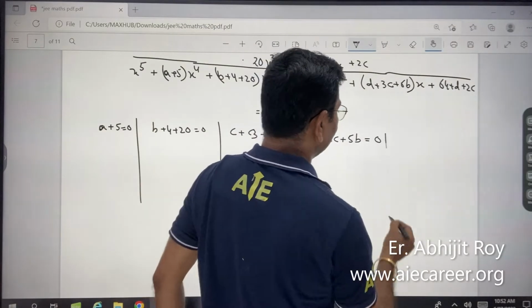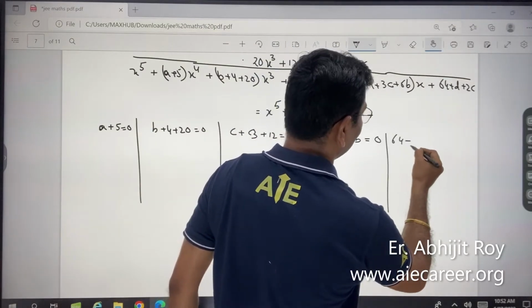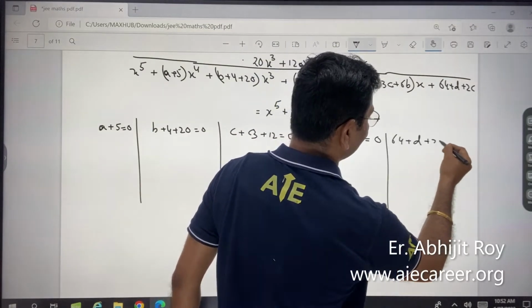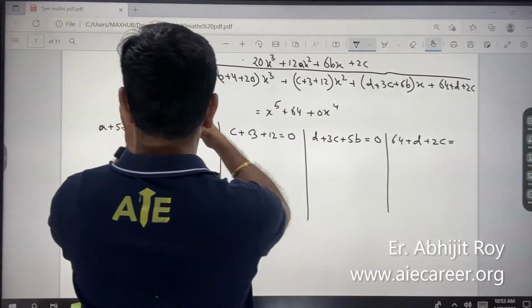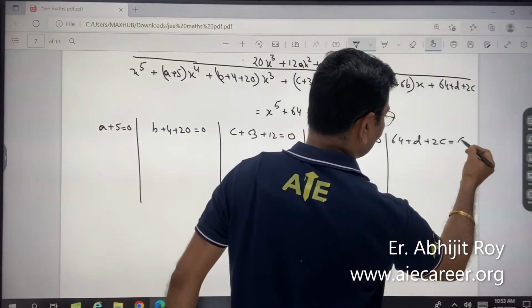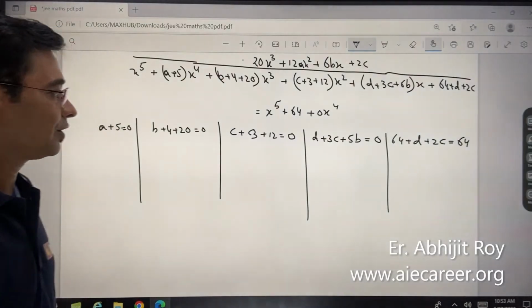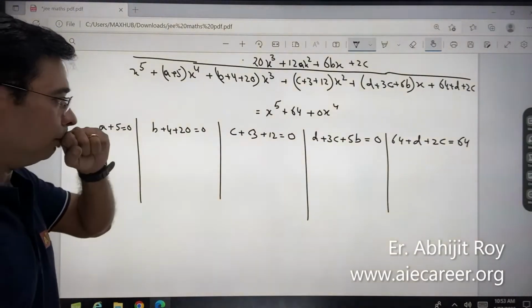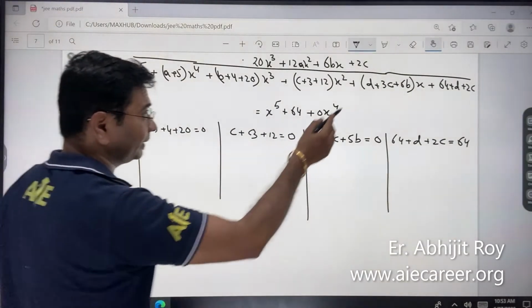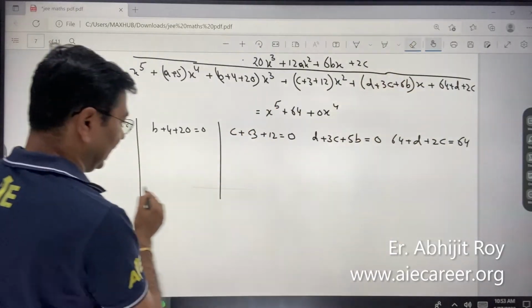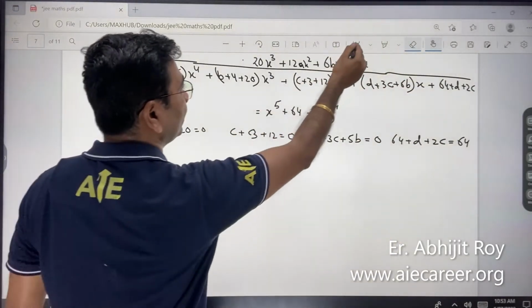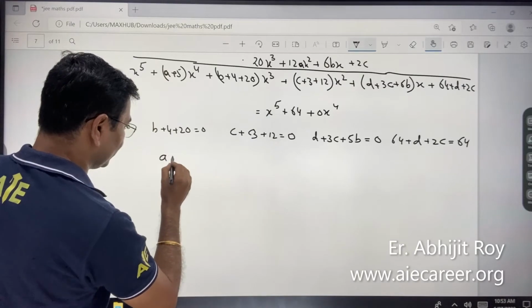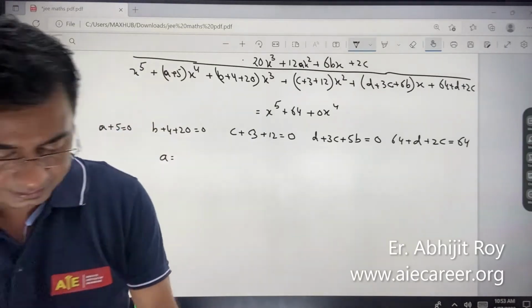And the last step is your 64 plus d plus 2c, and that will come out to be nothing but your constant that is given to you, and that is 64. Now you can check it out. Okay. Now once you have this, then what we do, I will calculate this, and I have already calculated this value. If you see, I have already calculated this, you can write it there.